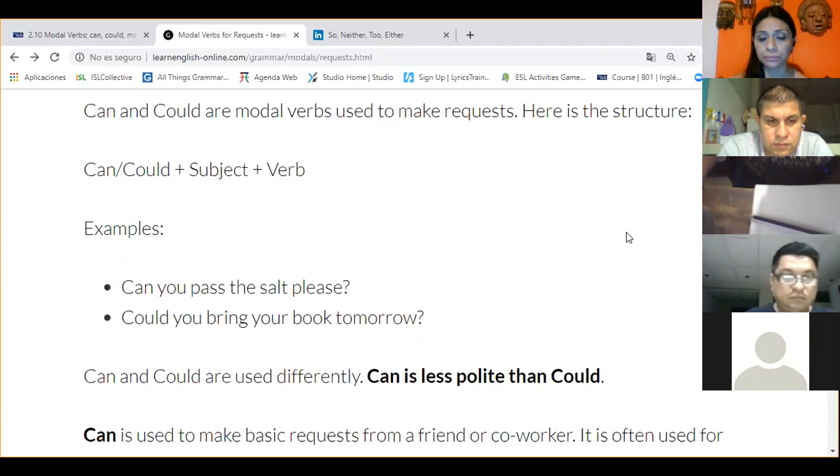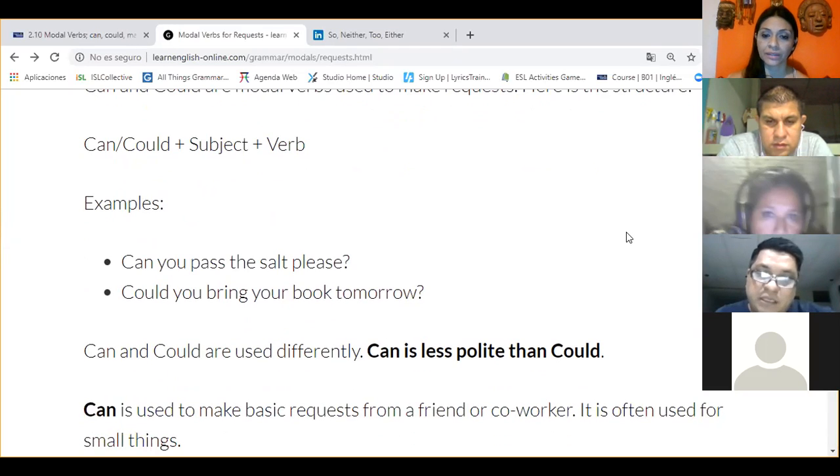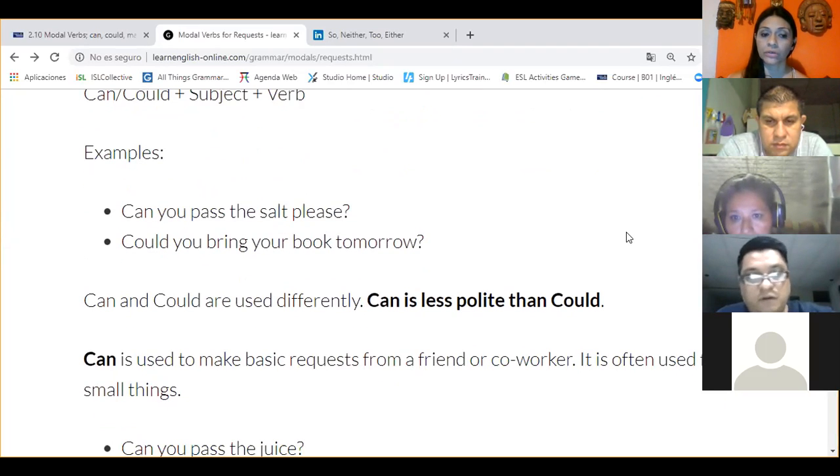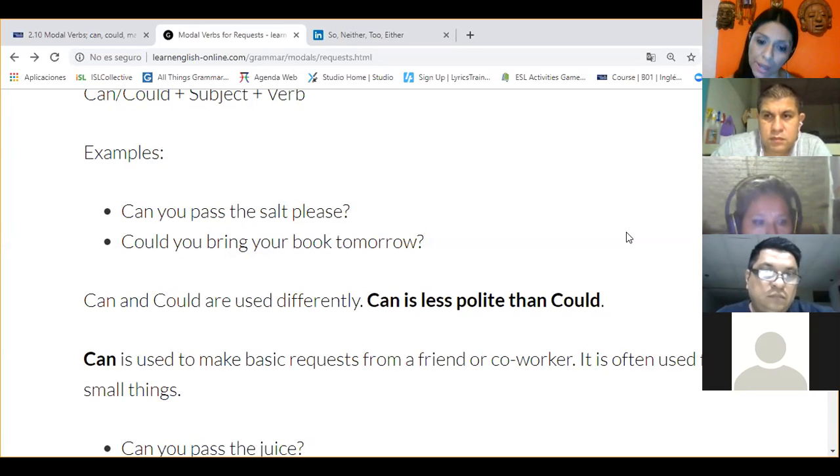Elmer, can you read? Can and could are used differently. Can is less polite than could. Can is used to make basic requests from a friend or co-worker and is often used for small things. Because we are friends and we see each other every night, I can say, for example, Jennifer, can you turn on your microphone? That's a request. I can say could or I can say can, all right? But it's okay.